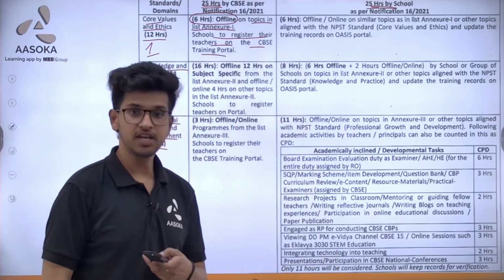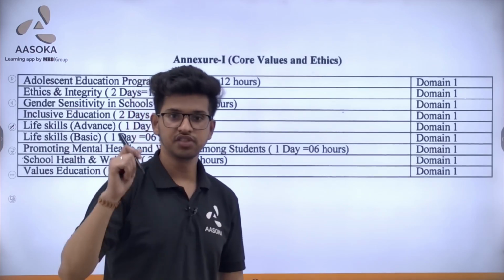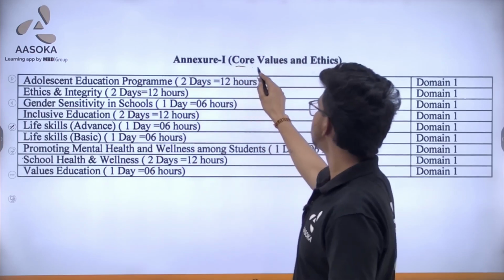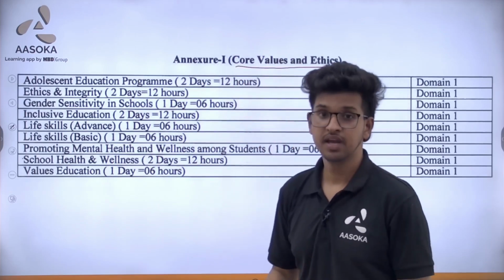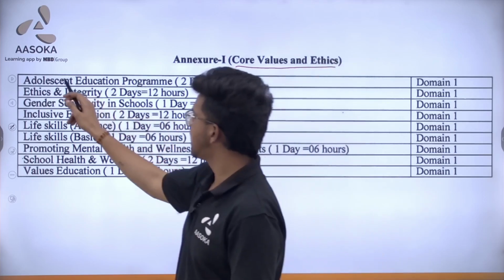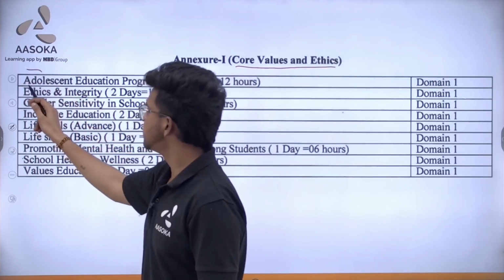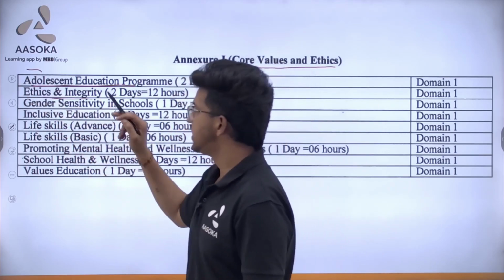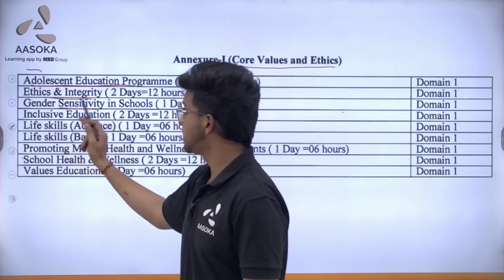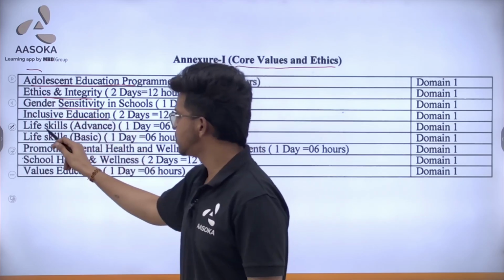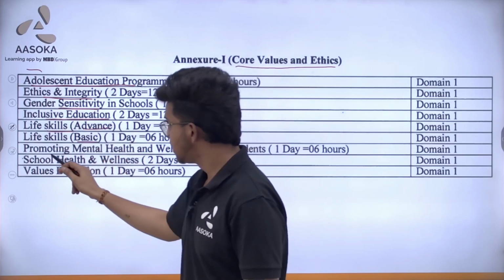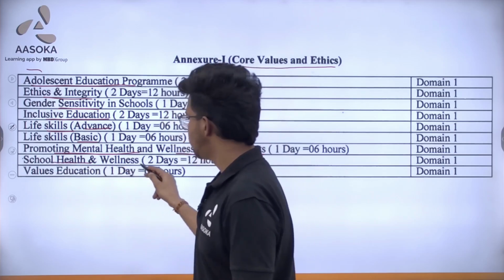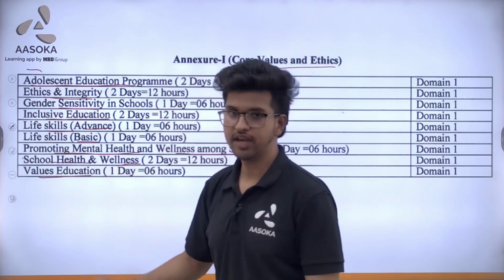Okay, here you'll find, let me show you. This is annexure 1, which focuses on core values and ethics. Here we have different types of topics given. The very first one is the adolescent education program. The second one is ethics and integrity, then gender sensitivity, inclusive education, life skills advanced and basic, promoting mental health and wellness among students, school health and wellness, and last is value education.